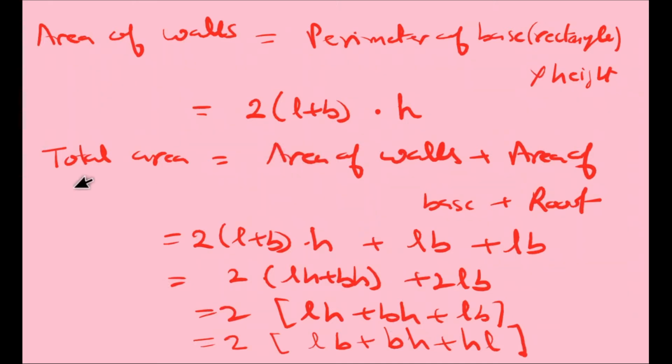So what is the total area? Total area of cuboid. Cuboid is a special name of this type of prism when the base is rectangle. So 2(LB plus BH plus HL).